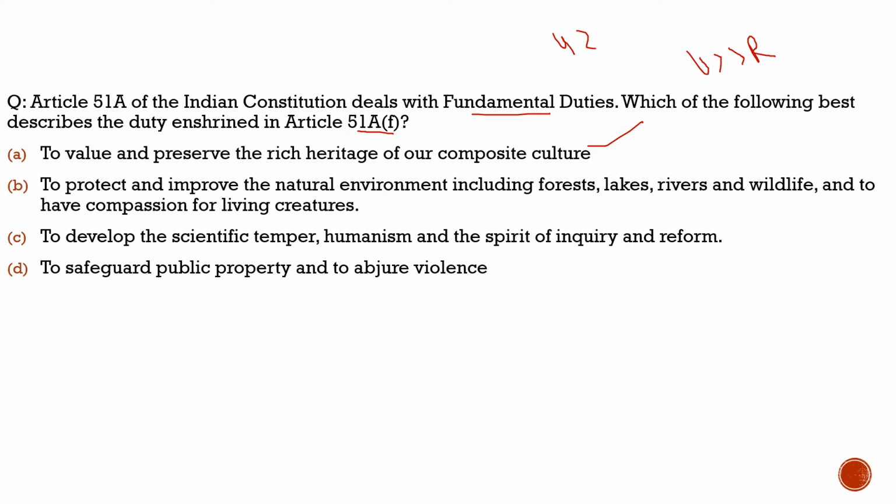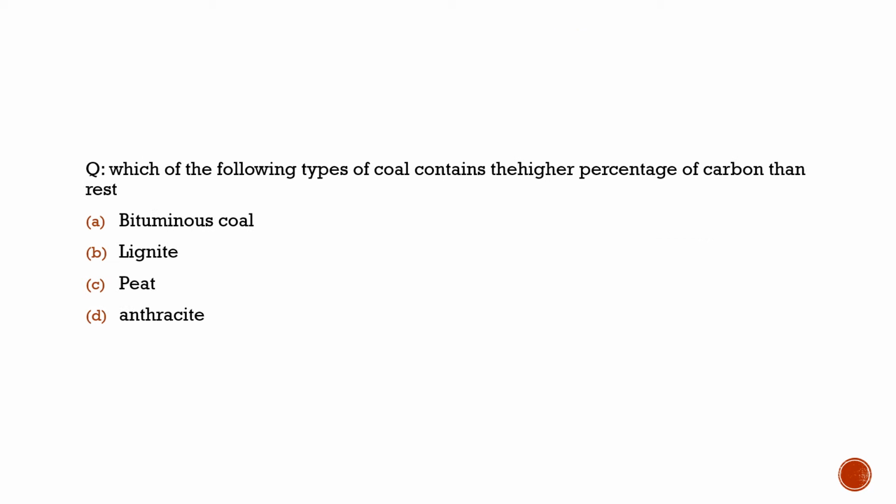Now let's move to the last question of today's discussion, which we will take from a previous year question. This question was asked in the exam in 1999. So you can see how far back it was asked. It was a time when Pluto was a planet too. Let's see what this question says. Which of the following types of coal contains the highest percentage of carbon? These are the types of coal given here. We need to know about that.